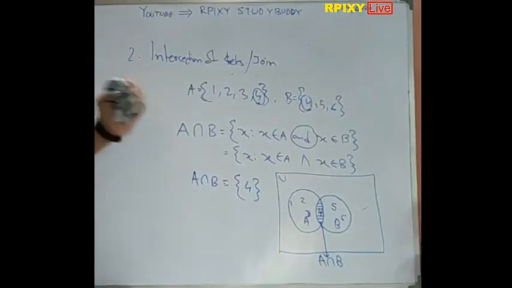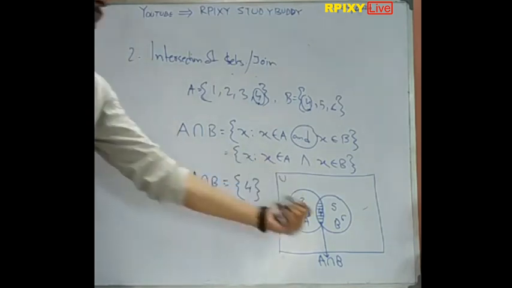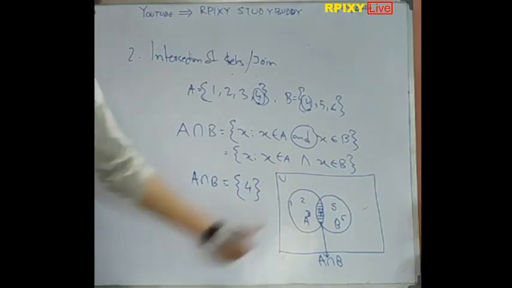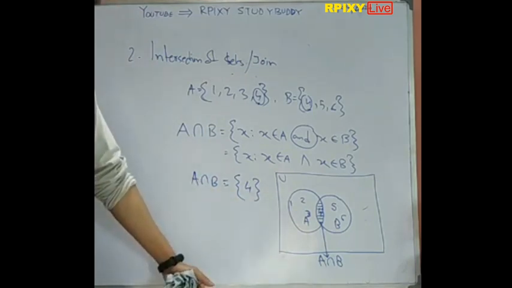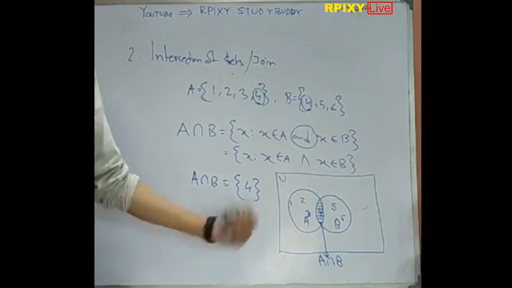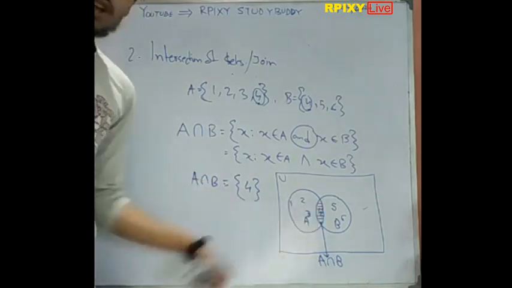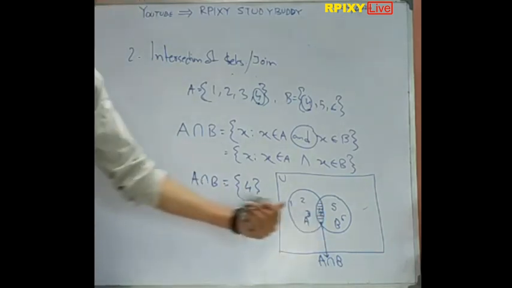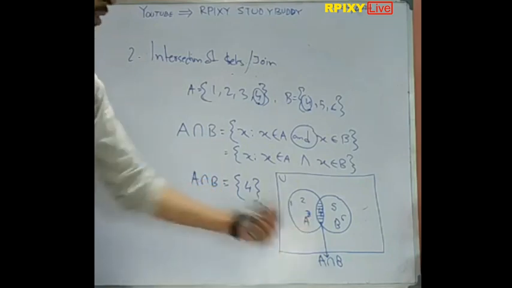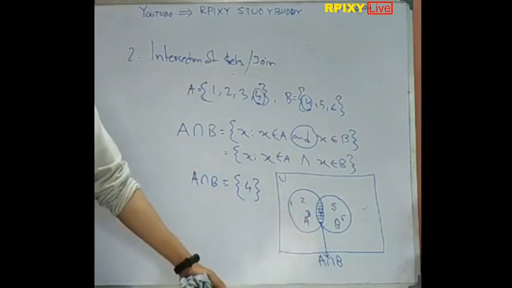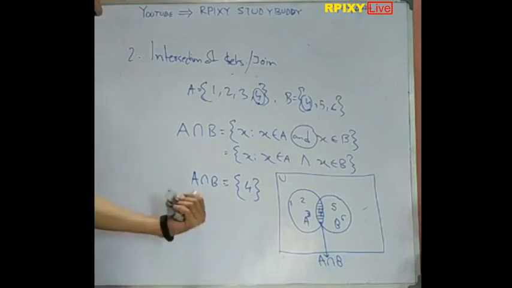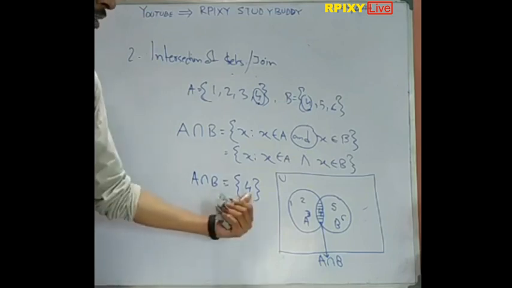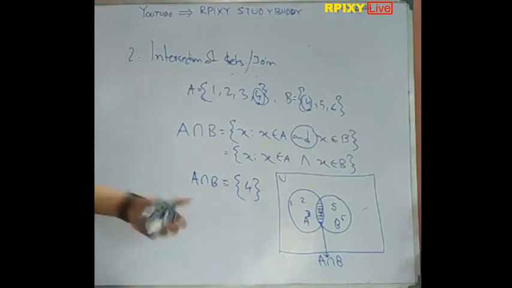Okay, so union and intersection. The next one: if the sets don't have any common part, then we say that the sets are disjoint. These sets are disjoint sets. If they don't have a common part, then the sets are known as disjoint. That means the intersection is a null set.